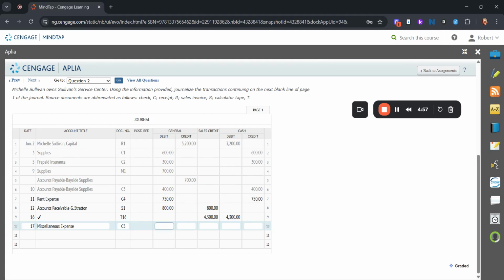That's an expense. Once again, decreasing owner's equity. So decreases in equity goes under credit. Check, same as cash, so decrease in the cash, $37 on the credit side.